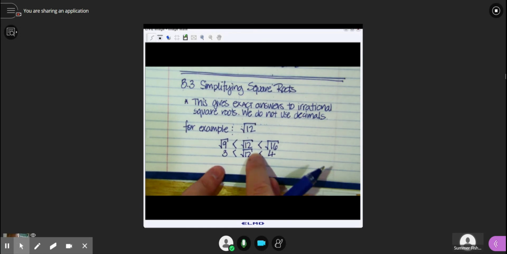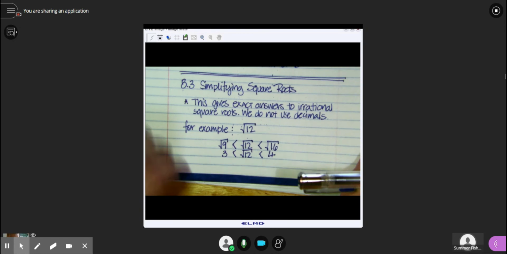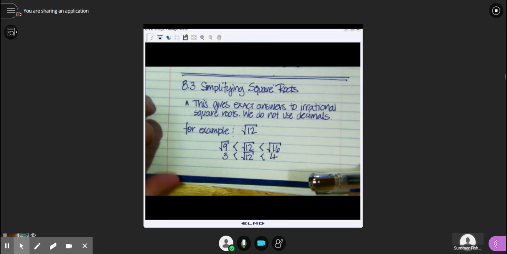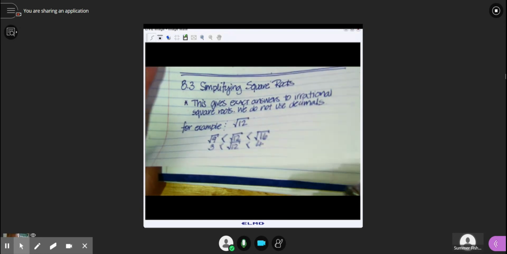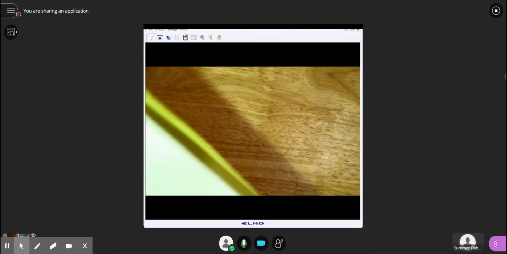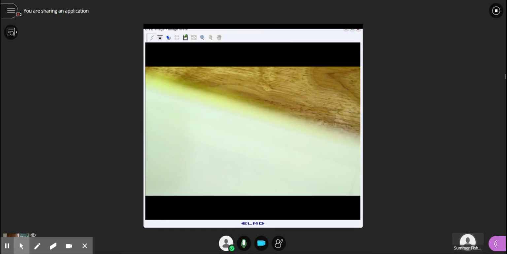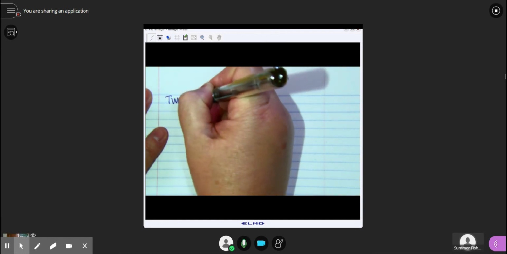But can I simplify square root of 12? Here's what we do. There are two ways to do it. Which way you choose is up to you.